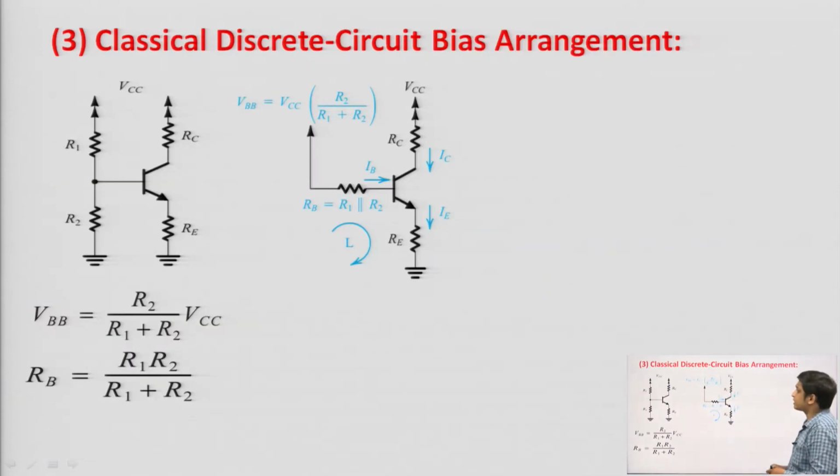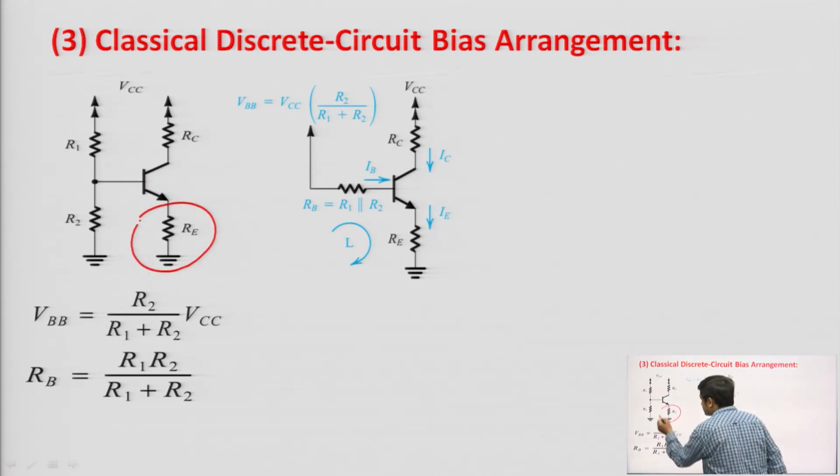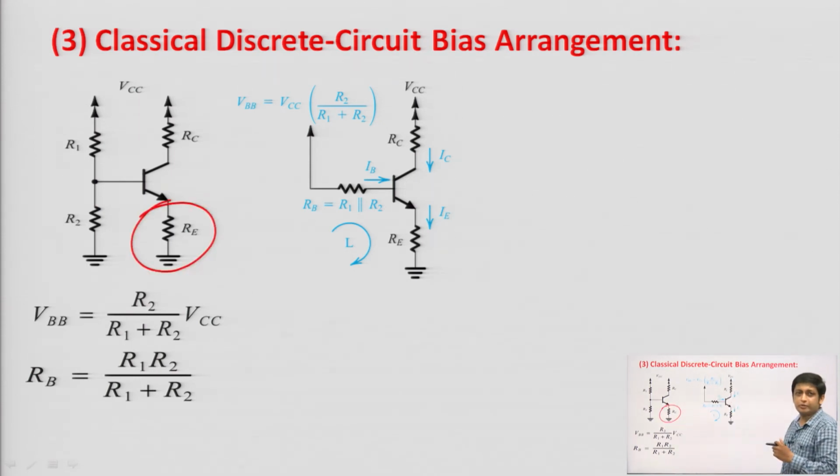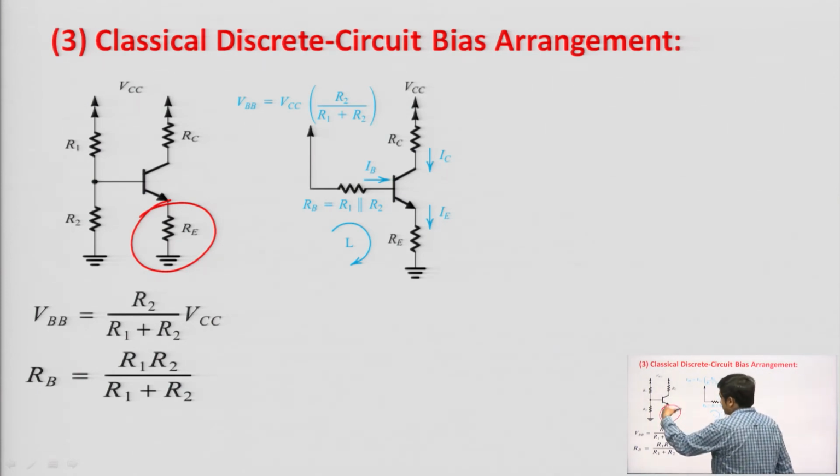The third technique is the classical discrete circuit bias arrangement. Now, if you compare the first and the third technique, then there is only one difference. Now, there is a resistor at the emitter terminal. Now, we need to understand what is the role of this resistance RE at the emitter terminal, fine. See, this is your voltage divider circuit.